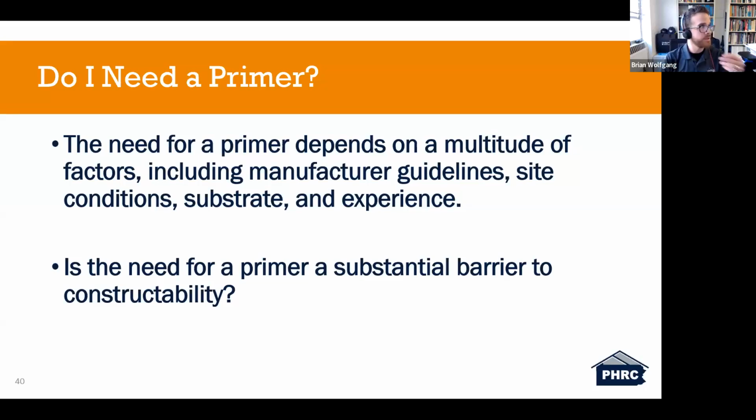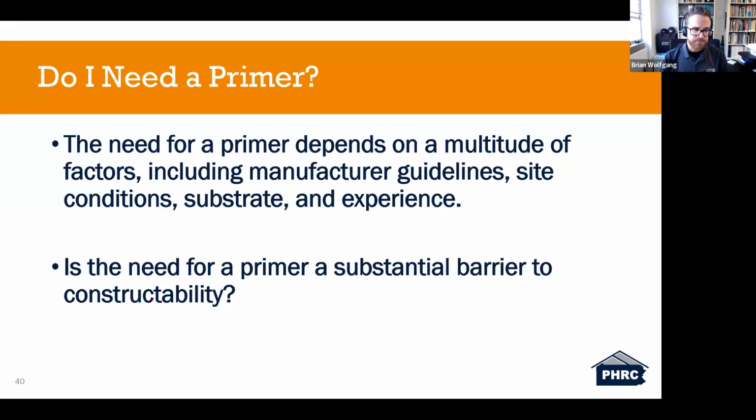And certainly if there are some folks on here who have some experience they'd like to share about when a primer was needed and when it wasn't, I'd love to hear it. But I would say the need for a primer depends on a multitude of factors: manufacturer guidelines, site conditions, substrate, and experience. Sometimes, and I was talking to Darren about this earlier today, you would see the inclusion of a primer as a belt and suspenders. I want to make sure that I get the adhesion that I'm expecting.